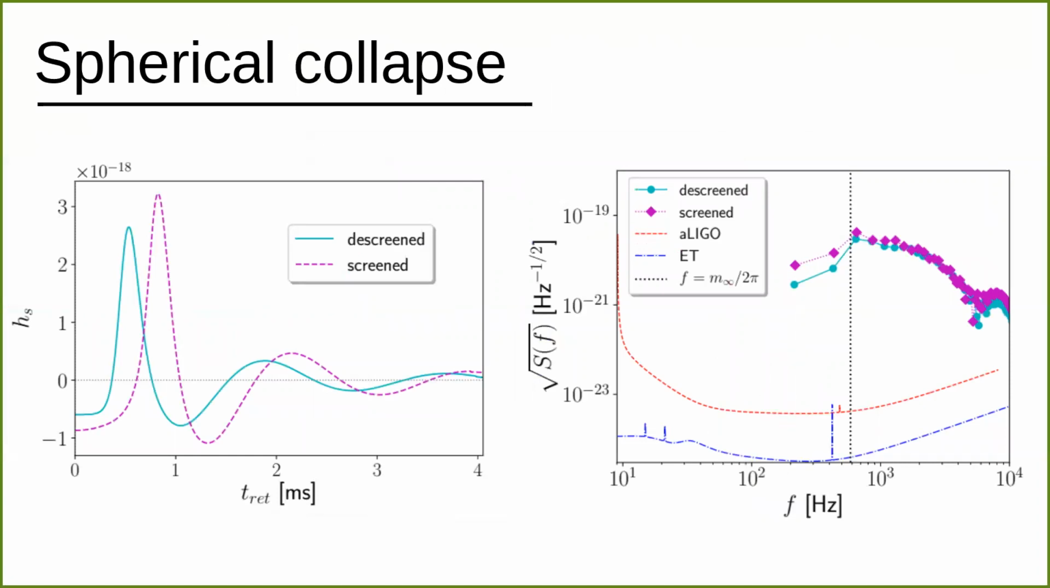The third and probably the strongest deviation from GR that we observed is a large emission of monopolar radiation during the spherical collapse of these neutron stars to a black hole. This emission was so large that we estimated that even in our local group, a collapsing chameleon neutron star would be very clearly and loudly observable by our detectors, current and future.